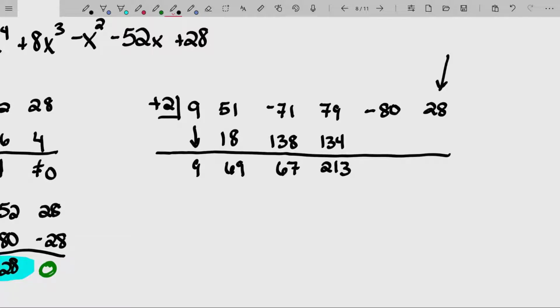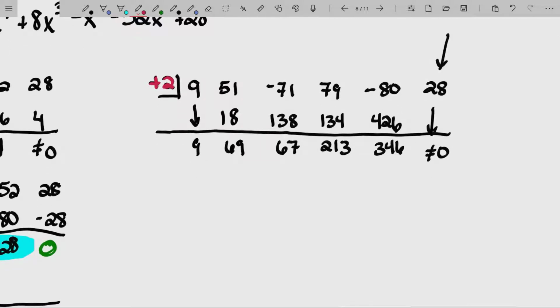213. And I can tell you right now, this is not going to work out, because if you multiply 213 by 2, it just becomes massive, and subtracting 80 from that is not going to take you down to a negative 28. It actually takes you to a 346. I know this is not going to be 0 right here. Don't worry about that. So I know that positive 2 is not going to work.